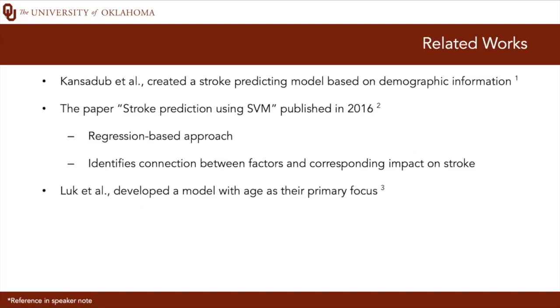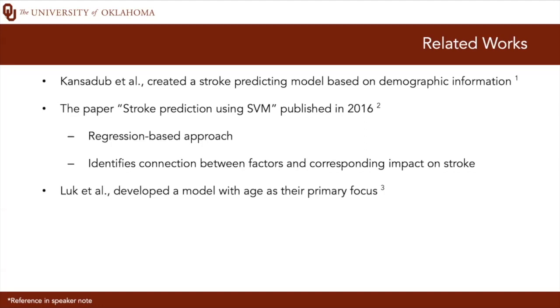There have been several papers that use machine learning algorithms to predict strokes. For example, Considub et al. suggested a model for predicting strokes based on demographic information that they collected for 3 years, which they eventually narrowed down to 6 primary risk factors, by analyzing the stroke risk factors and consulting specialists.